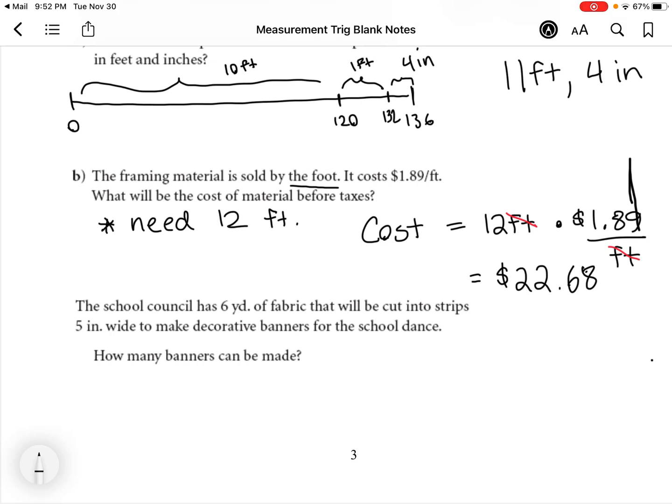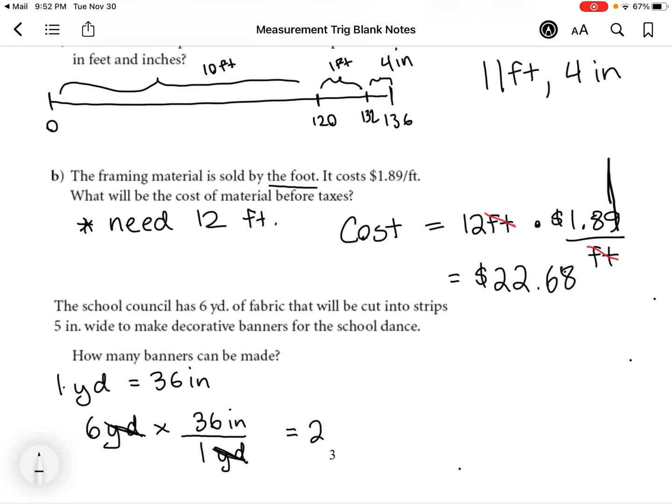So one thing that we're going to want to know is how many inches are in 6 yards, right? So 1 yard is 36 inches. So if I'm converting 6 yards, I'm going to multiply by the conversion factor in a fraction where the old goes in the bottom, so that's 1 yard, and the new goes in the numerator, 36 inches. And then yards cancel, and we got 216.